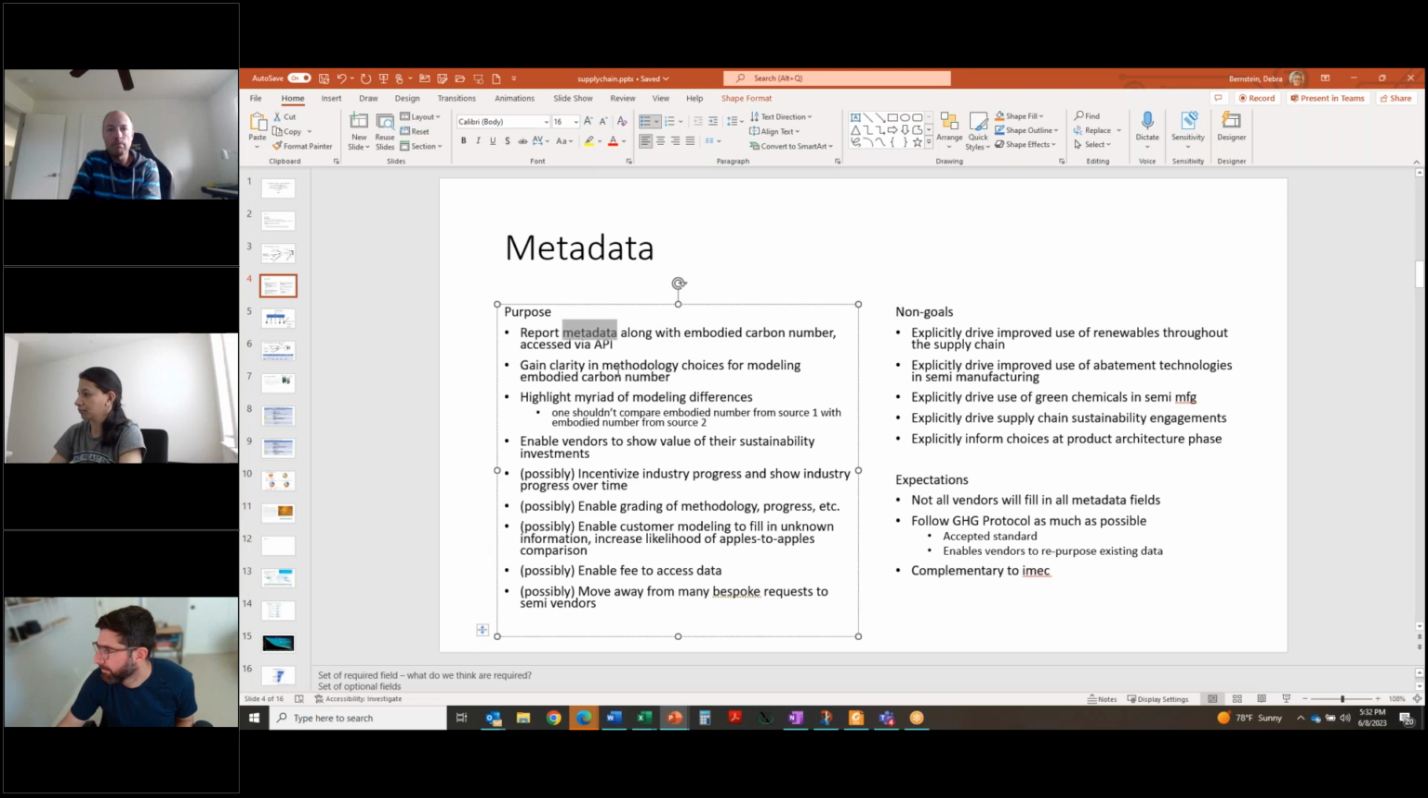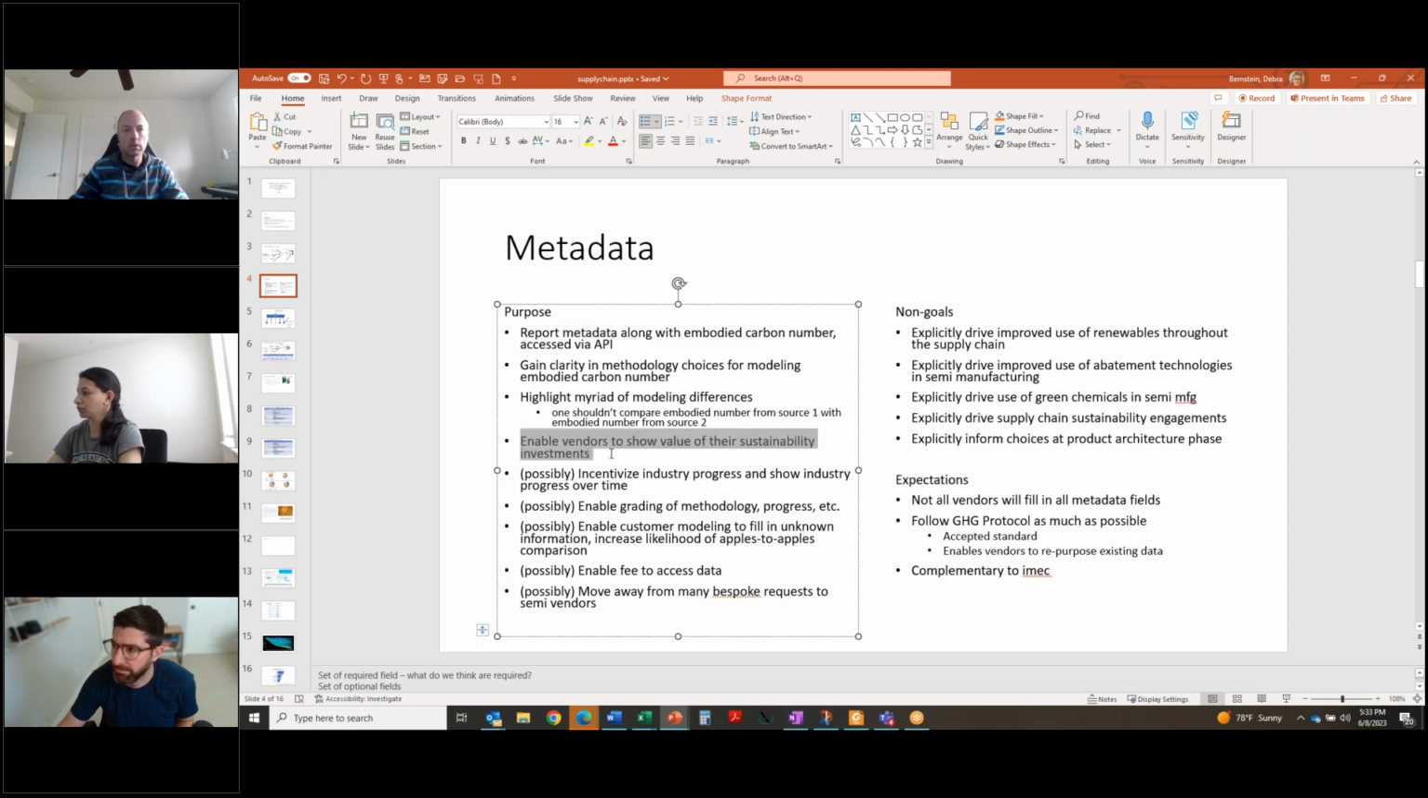Why are those numbers so different? And if you look at the metadata, you could see, oh, one of them really couldn't go much beyond the assembly and test phase, whereas the other one could reach much deeper into the supply chain, understand a lot more about the various ICs that were included, and perhaps even modeled all the way back to the raw elements. And so therefore, it's a much more inclusive modeling. So therefore, that's why their numbers were so different.